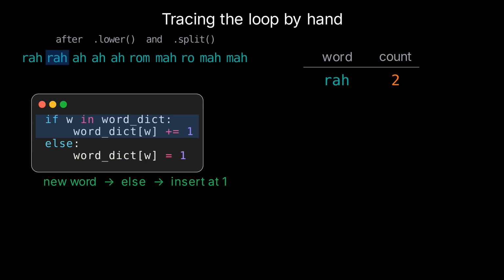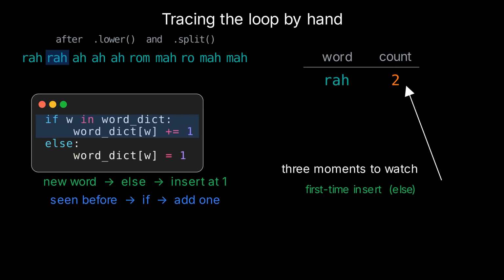That's the whole pattern. New words take the else and start at 1. Repeats take the if and go up by 1. Watch the 3 kinds of moment. That very first ra is a first time insert. Nothing was there, so the else branch created the entry. The second ra is the first repeat. The word is found, so the if branch adds 1.